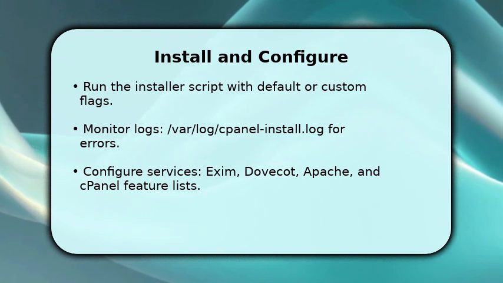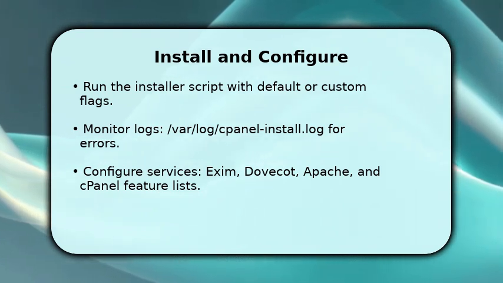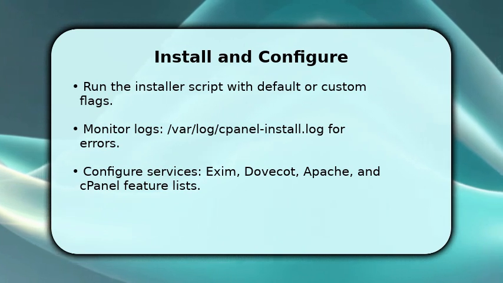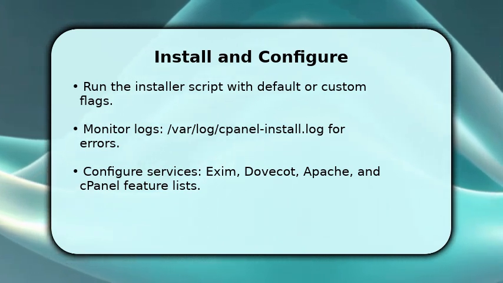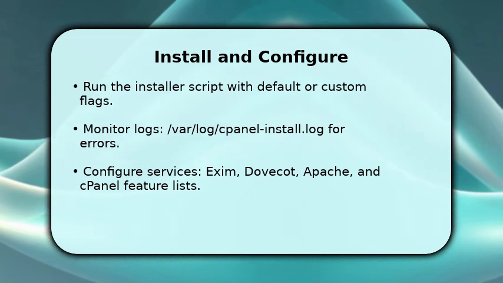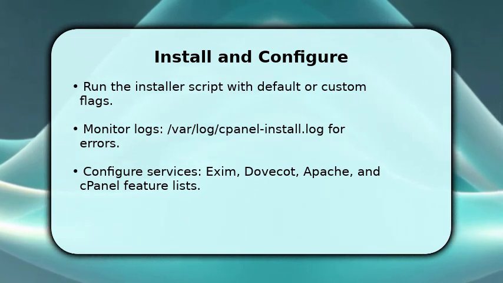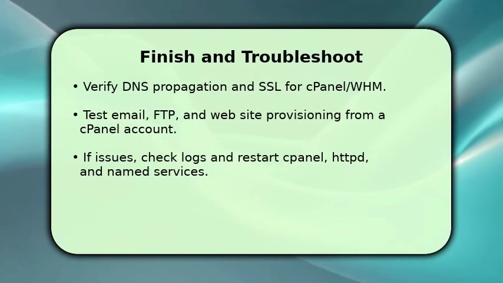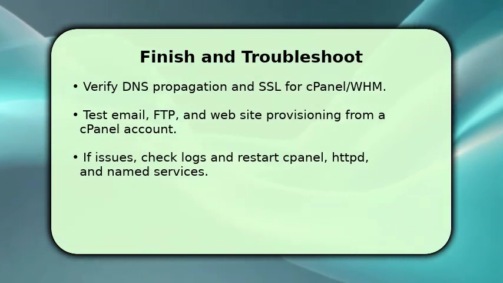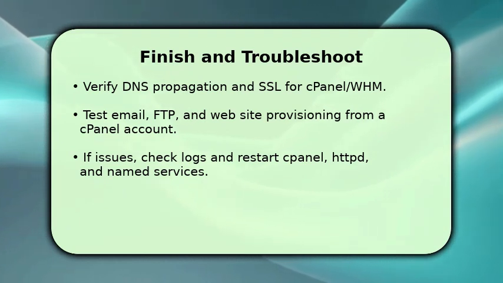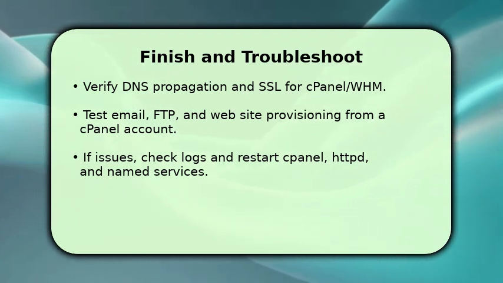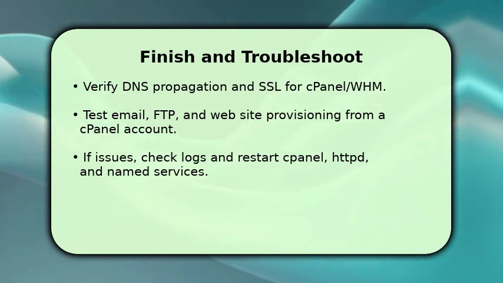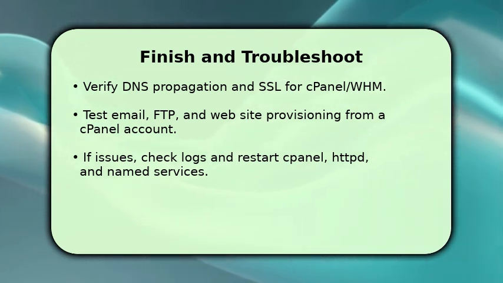Make sure to create a primary cPanel account and apply security settings such as cPHulk and automatic updates to protect the server. To finish, confirm DNS propagation and install or auto-generate SSL certificates for WHM and cPanel so browsers don't warn users. You should create a test cPanel account and provision a site, test email delivery, FTP access, and database creation to ensure services are working.